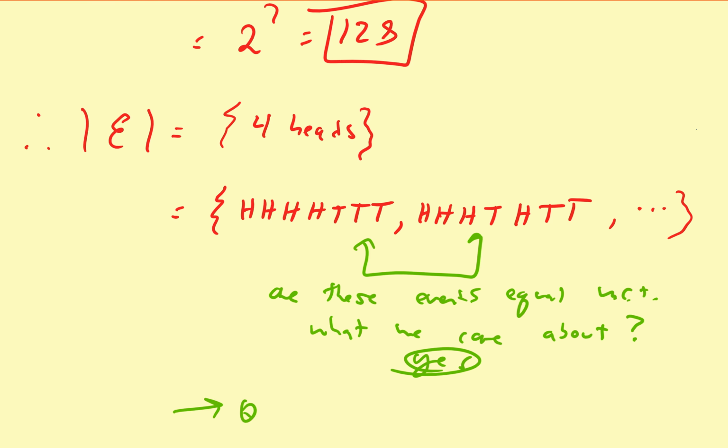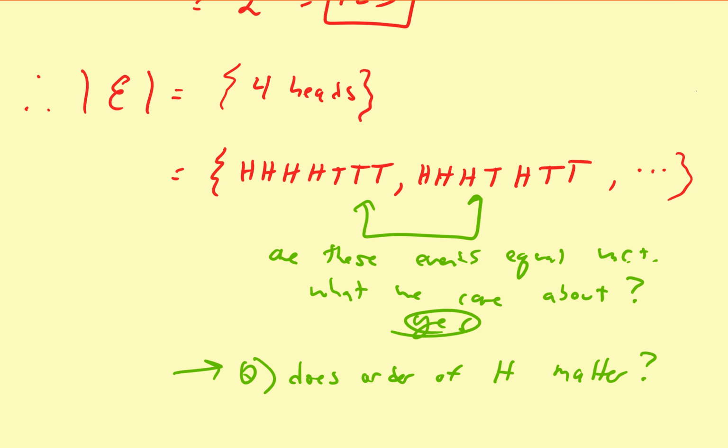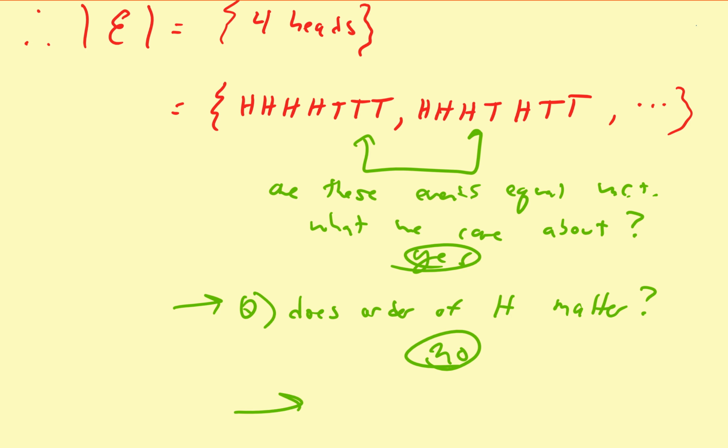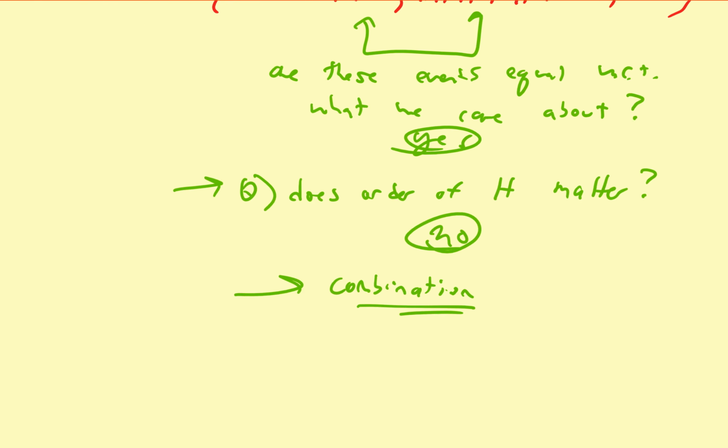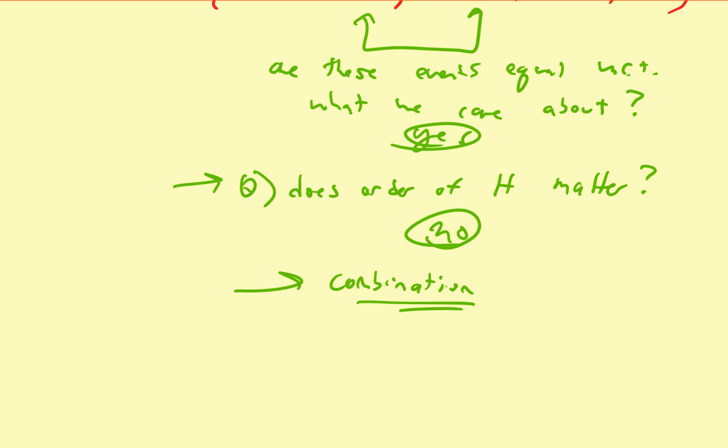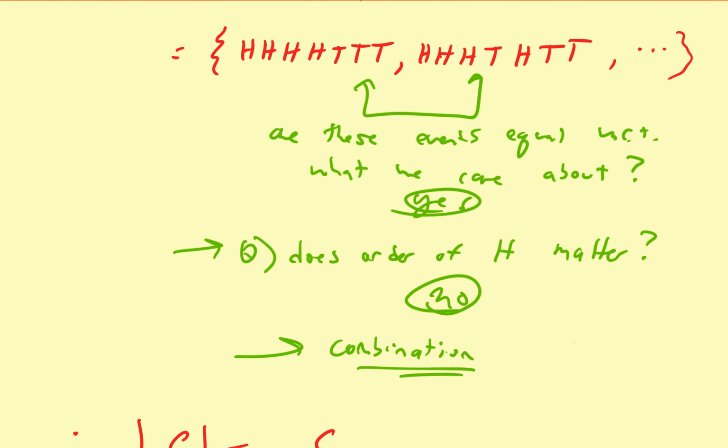So I'm going to ask this question. Does order of H matter? The answer, of course, is no. So how can we count things such as this? Well, recall this is what we call a combination. So a combination is the set of all reorderings of a group if the order does not matter. So that means the size of E is going to be equal to, well, there's 7, and how many heads do we want? Well, we want 4 of them.